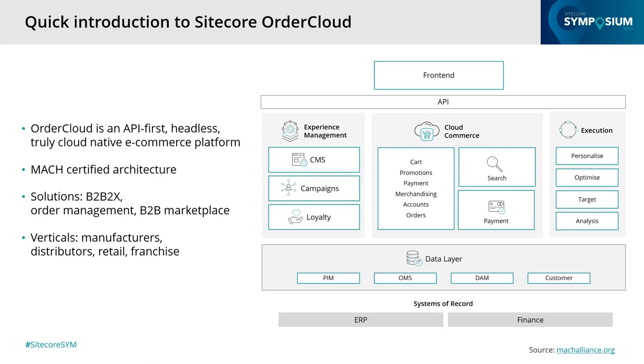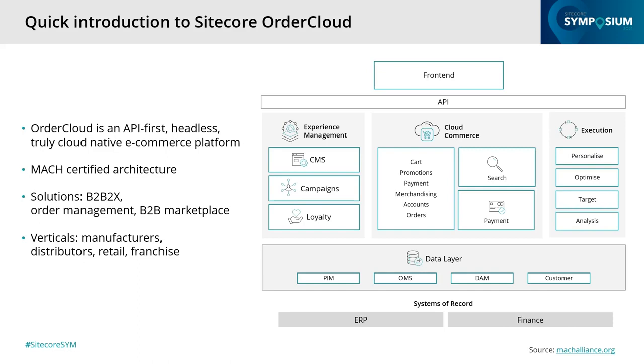microservices-based, API-first, cloud-native SaaS, and headless. An e-commerce platform that follows MACH architecture is modular and truly open for integration with other systems via microservices and APIs. The diagram on the right shows the high-level architecture of a MACH recommended application. OrderCloud represents the cloud commerce section in the middle.